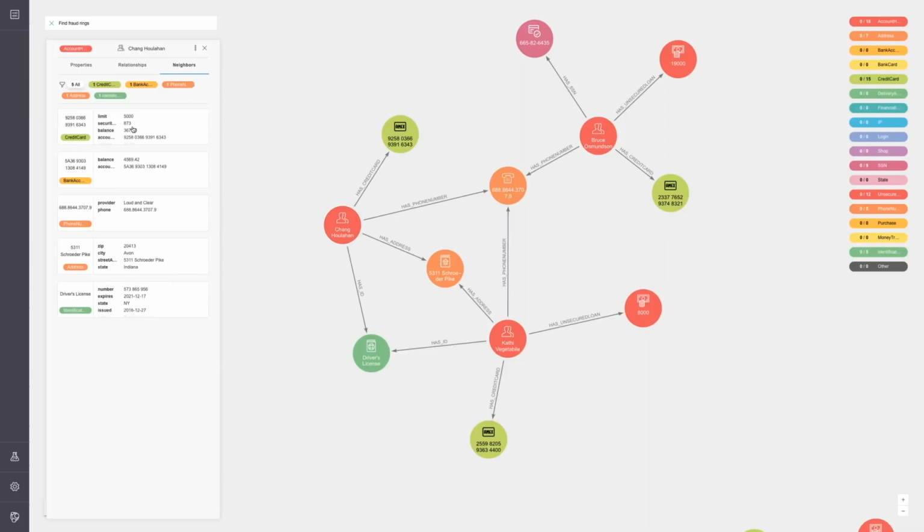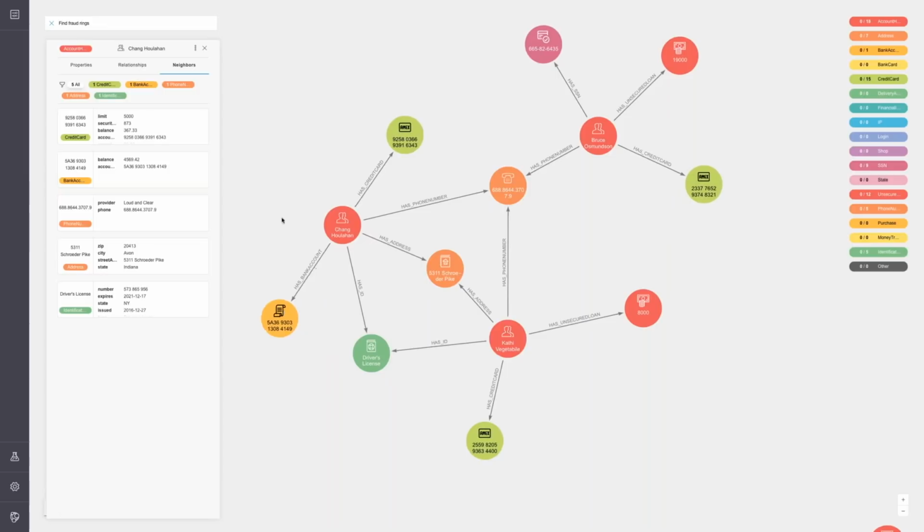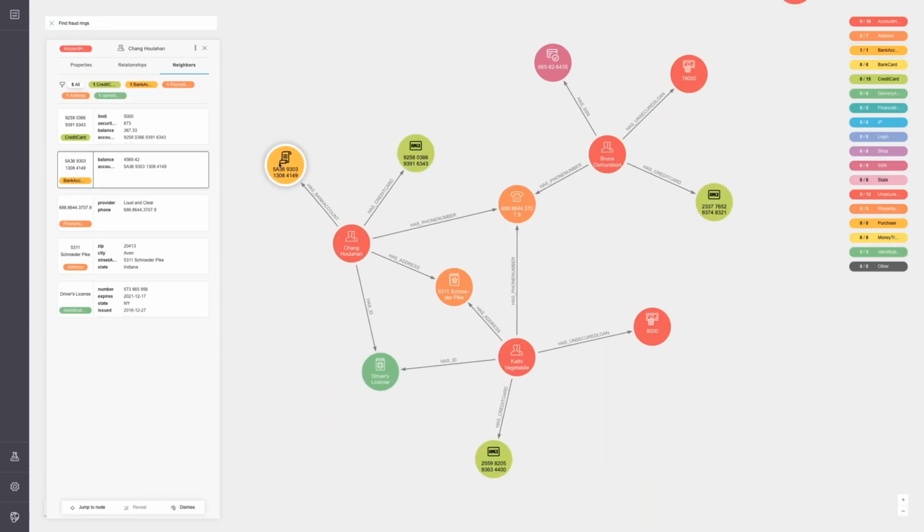And we can see the neighbors. So these are the nodes that sit at the end of those relationships, and we can see some of the details for those. If I wanted to, I could then reveal any that are not. So his bank account details weren't out. I've not brought those out on the display.